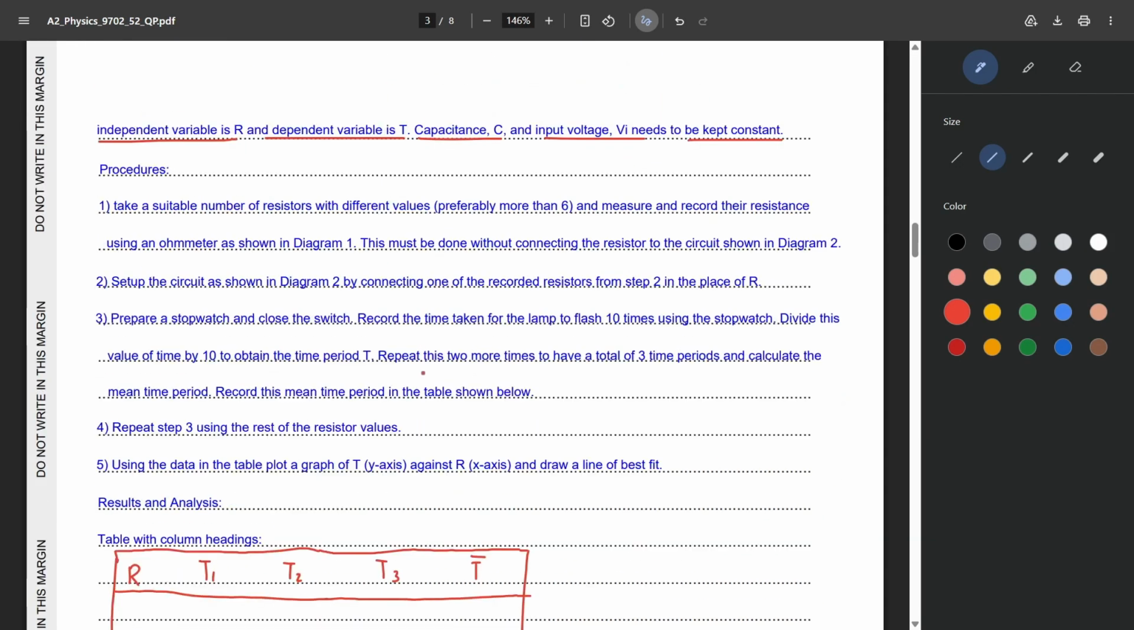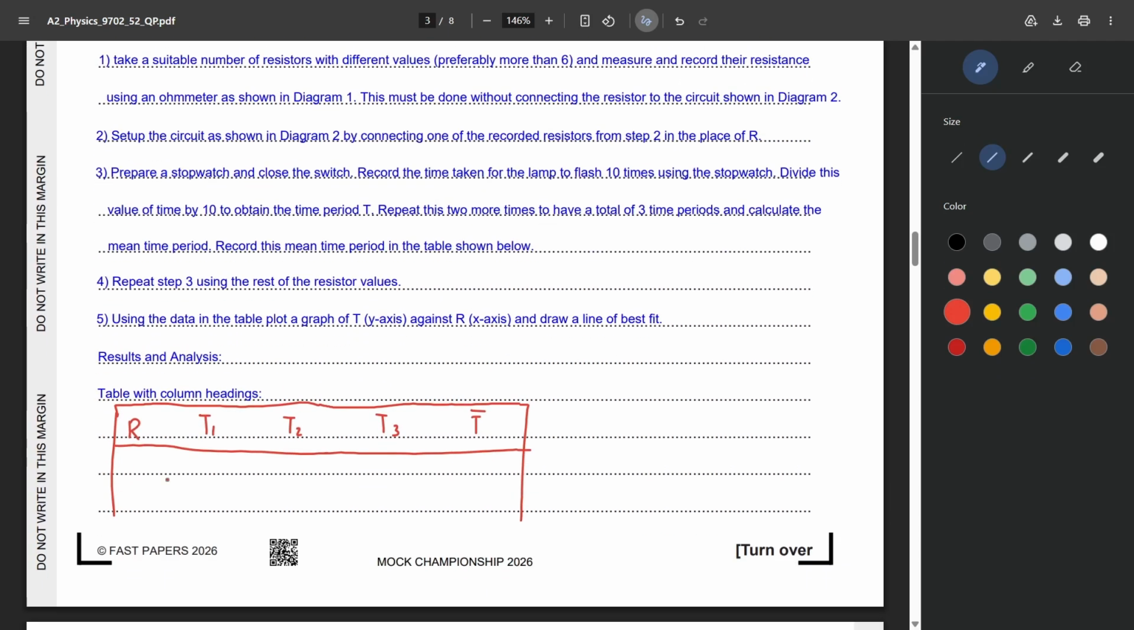Now, after obtaining values of time and resistance, we record all this data in a table. This right here is an example of a table with the column headings. There's no need to input the values. It's better to give the units over here. So R will be measured in ohm, and the values of time will all be in seconds.